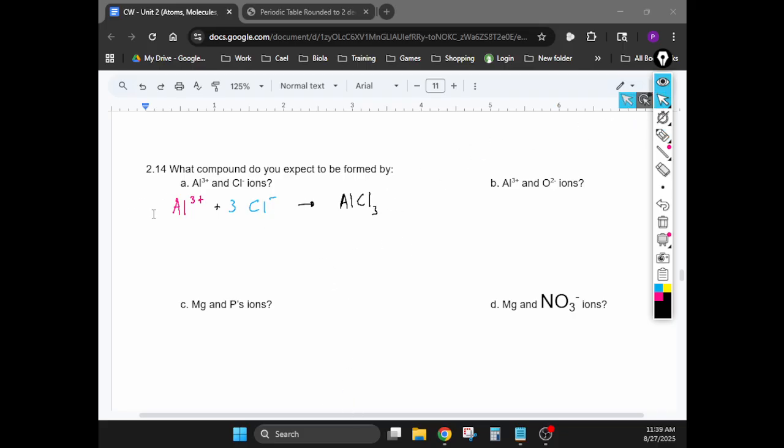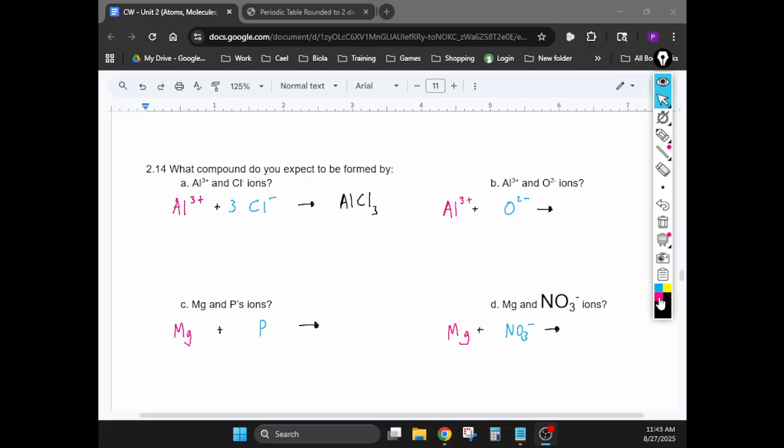So what we're trying to do is balance the positive and negative charge. Alrighty guys, let's go over the answers for B, C, and D. I'm just going to speed run through them, but if you have any questions on a specific one, please let me know. I'll go into a little bit more detail.